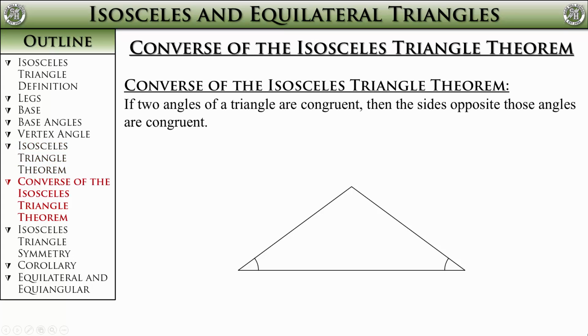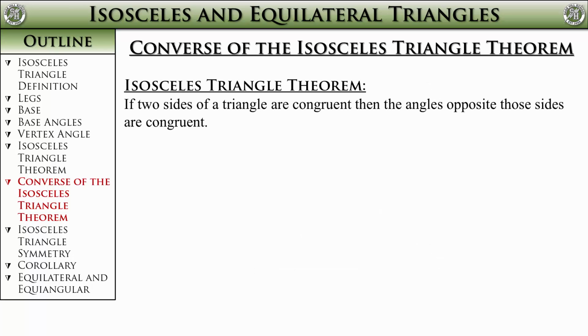Then we move on to the converse. The converse of the isosceles triangle theorem says that if 2 angles of a triangle are congruent, then the sides opposite those angles are congruent. Here I have a triangle with 2 angles congruent. But the sides opposite those angles are also congruent. Those would be the legs of the isosceles triangle.